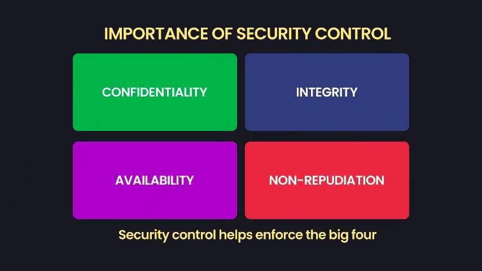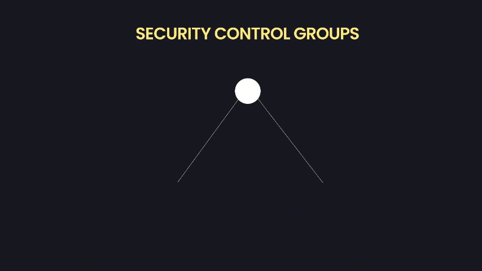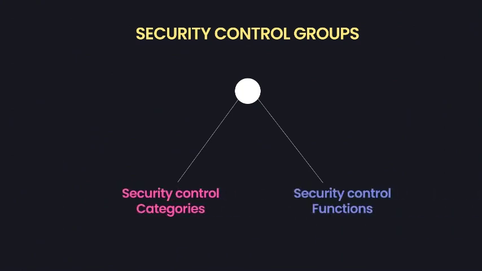Let's take a look at how security controls are grouped. They come in two main flavors. You have security control categories and you have security control functions. Let's dive into security control categories first.